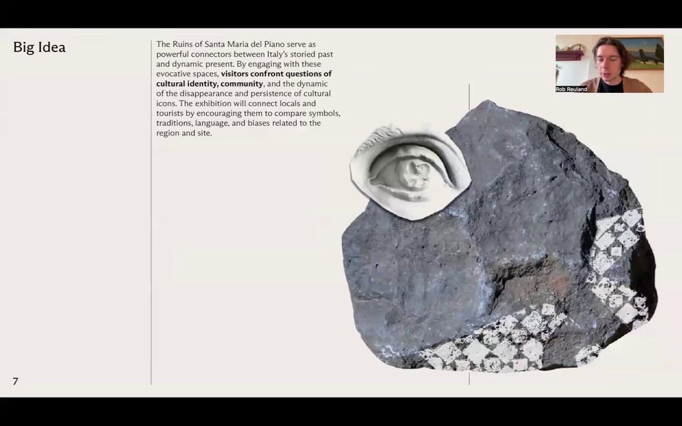My big idea for the experience is one of using ruins as sites of connectivity and of thinking around local culture as well as the connection with nature.